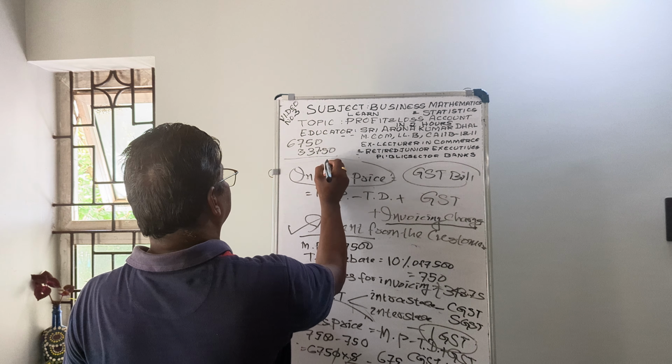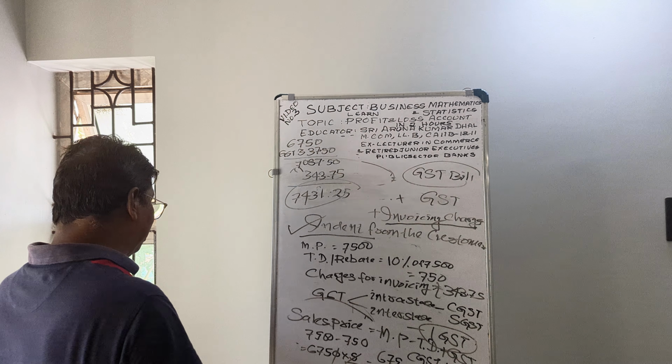7,087.50. For the invoice price, we will add the charges. That is known as charges for invoicing, 343.75. So the invoice price is this, 7,431.25. Then another, we will discuss what is tender price.